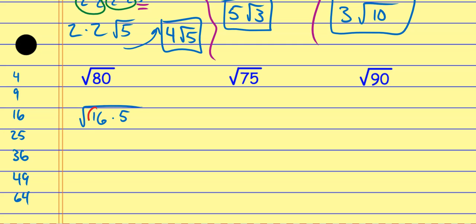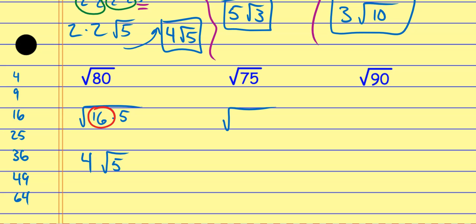I go, hey, what's the square root of 16? Oh, that's a 4. And really, I'm just taking the square root of each of these individually. The square root of 16 is a 4. The square root of 5, well, I don't know what that is, so I just leave it as the square root of 5. Okay? So it's really, I'm just taking the square root of each of those numbers. The square root of 16, I was just able to simplify to a 4. The square root of 5, well, I couldn't simplify. Okay?